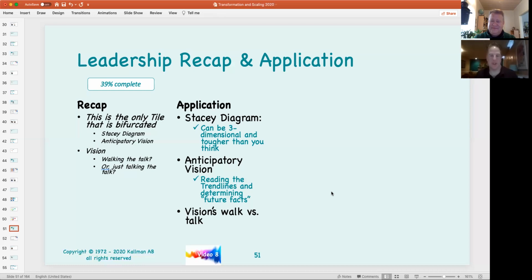And the Stacey diagram, we talk about being three-dimensional, but in this case, with that D, it's actually four-dimensional. And how close can you get your organization to being anticipatory? When you're anticipatory, you can see things coming with the hard trends. You basically read the future by doing this. In Daniel Burrus's book, Flash Foresight, I highly suggest you read it.